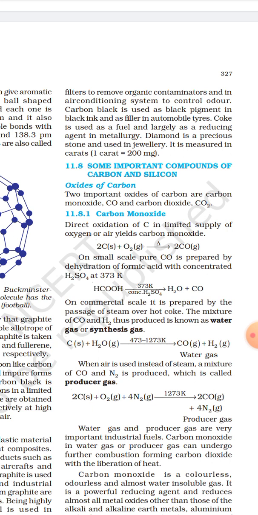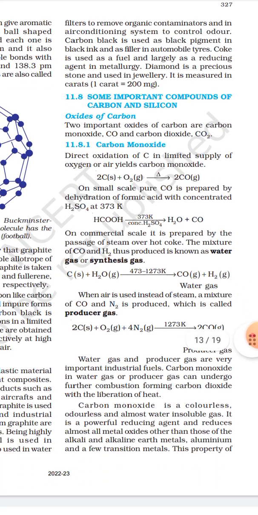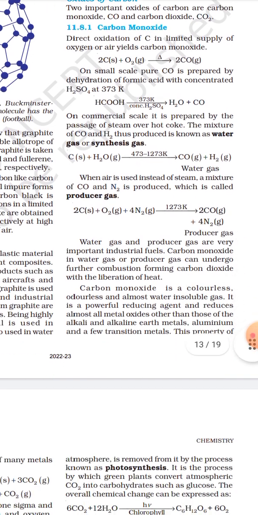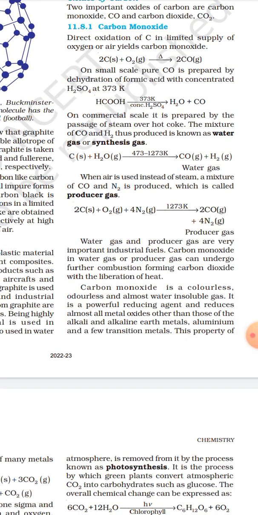Some important compounds of carbon and silicon are discussed next. Two important oxides of carbon are carbon monoxide and carbon dioxide. Carbon monoxide: by direct oxidation of carbon in a limited supply of air, we get carbon monoxide. Water gas and producer gas are very important industrial fuels. Carbon monoxide in water gas or producer gas can undergo further combustion, forming carbon dioxide with the liberation of heat. Carbon monoxide is a colorless, odorless and almost water insoluble gas.